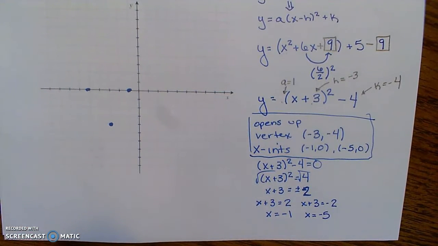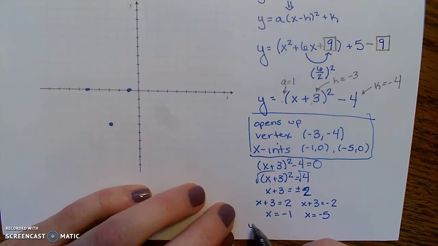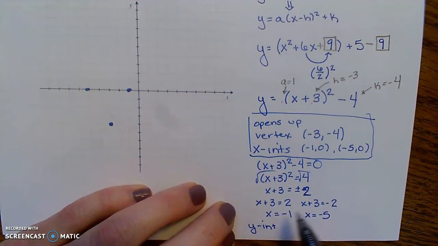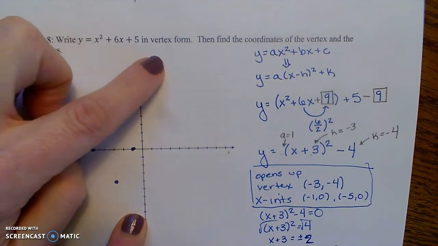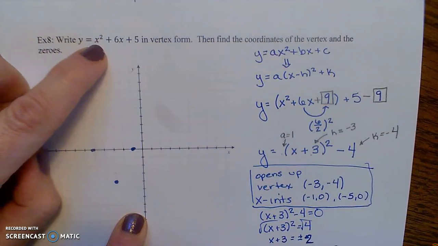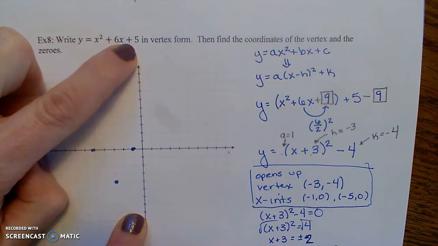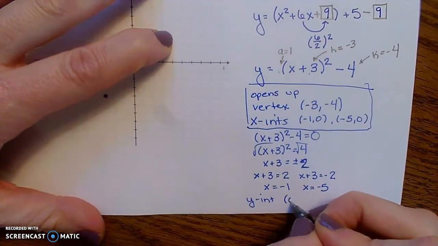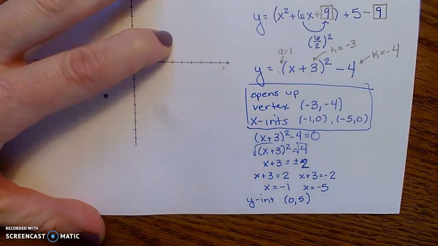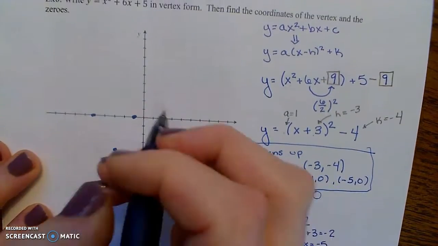Great. We can also find the y-intercept. If we look at the original version, it's a little bit easier to find what the y-intercept is, because if you plug in 0, this goes away, you're just left with 5. So the y-intercept is going to be (0, 5). Let's go ahead and plot that.